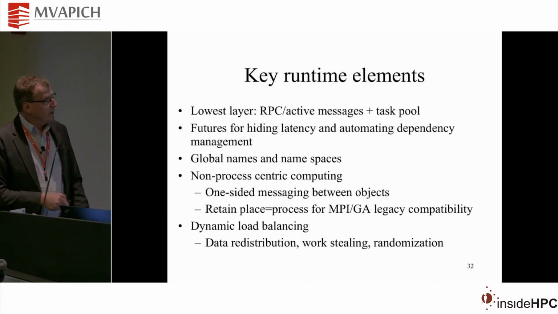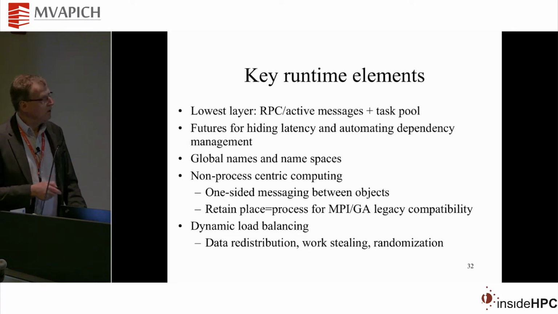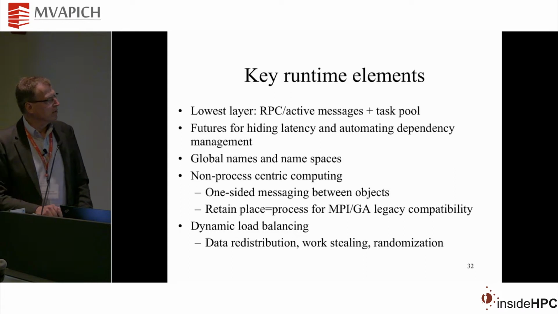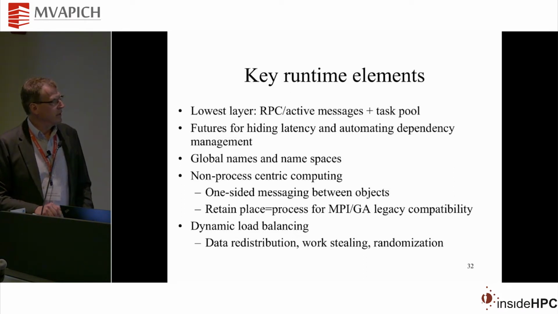So going quickly through the components of the MADNESS runtime and programming layer. At the very lowest level, we build on top of essentially two things: one-sided active messages, or essentially RPC, and a pool of tasks on each processor, inside each process. So our model is message passing between multi-threaded processes at the lowest level.